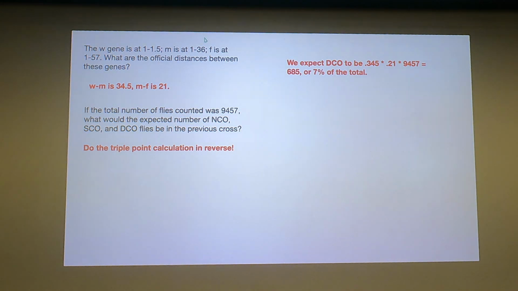This still applies to you guys. You know, we expect that proportion, 7% of the flies that you look at in the F2s should be double crossover flies. What about single crossovers? What frequency do we expect to see of white and miniature crossover events? Just this one right there. How would you figure that out?